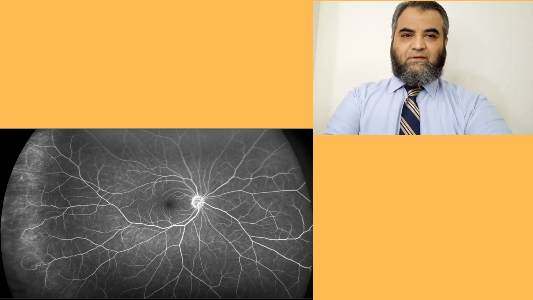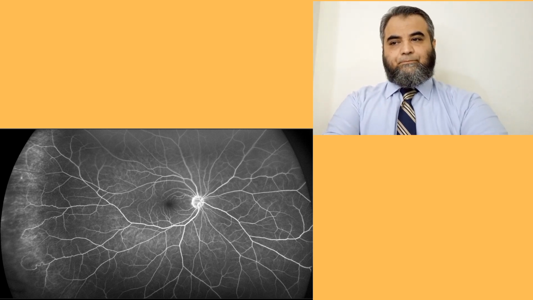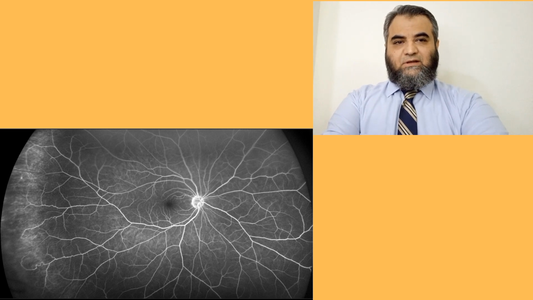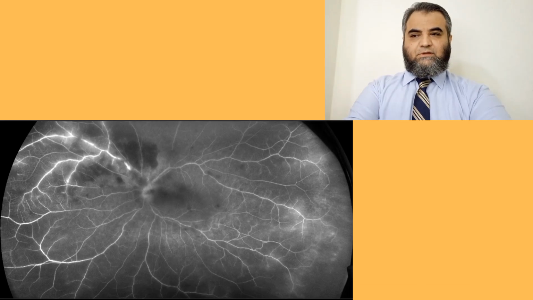This is another FFA photograph showing the early stages where you can see how the blood vessels are getting terminated in the periphery, especially on the temporal side, with minimal leakage happening. Blocked fluorescence with more leakage over there. Now even on the temporal side you can see some leakage of the dye. Yes, nasal as well as temporal side.